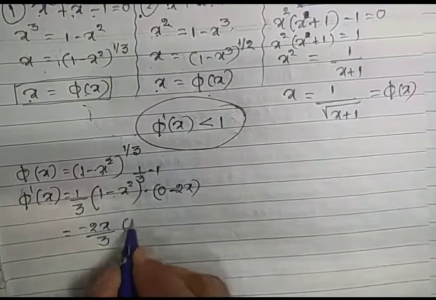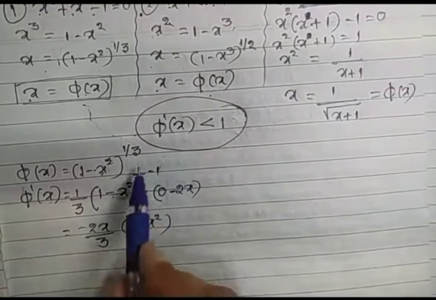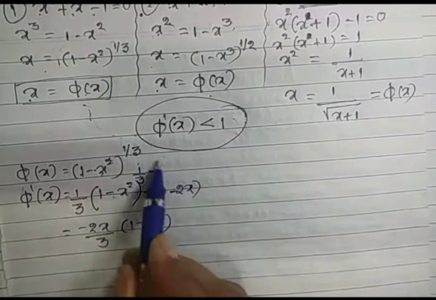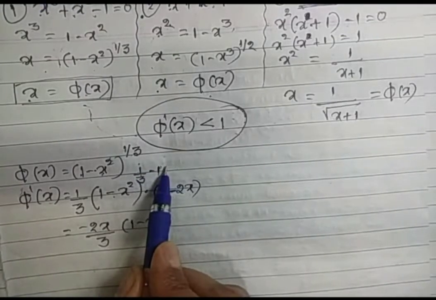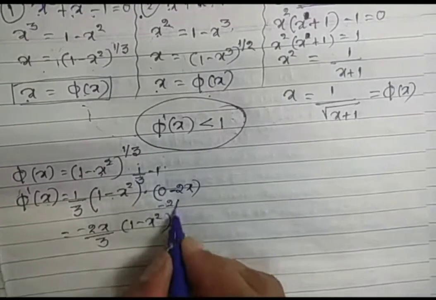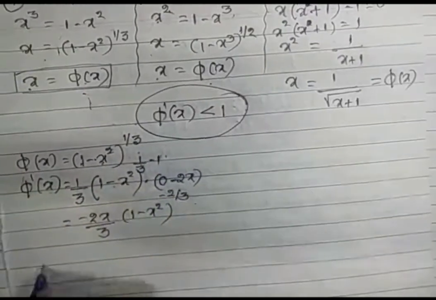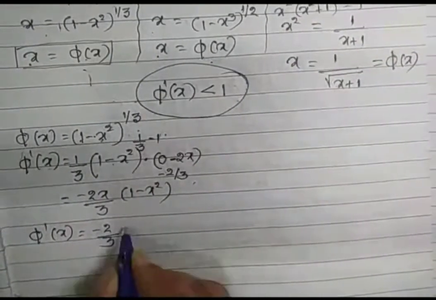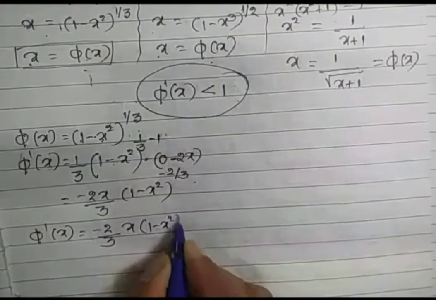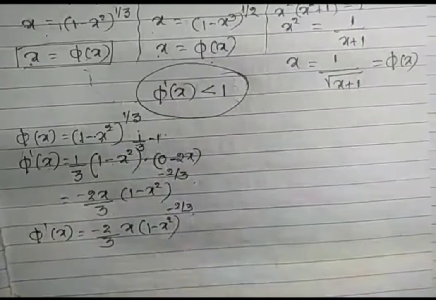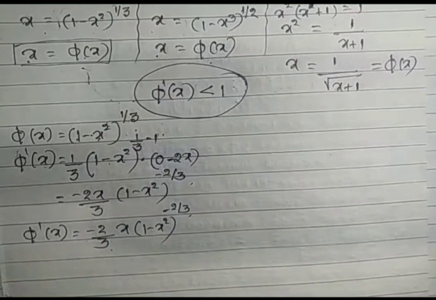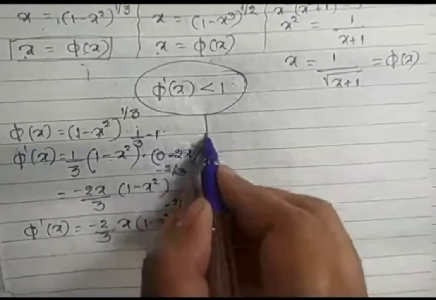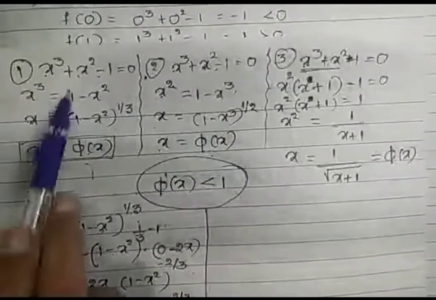Now how to write this one? 1 minus x square raised to 1 divided by 3 minus 1. Using LCM, if we simplify this fraction, 3 into minus 1 is minus 3, so 1 minus 3 is minus 2 divided by 3. So here we are getting phi dash of x as minus 2 divided by 3 x into 1 minus x square raised to minus 2 divided by 3. This is the derivative for the first case.